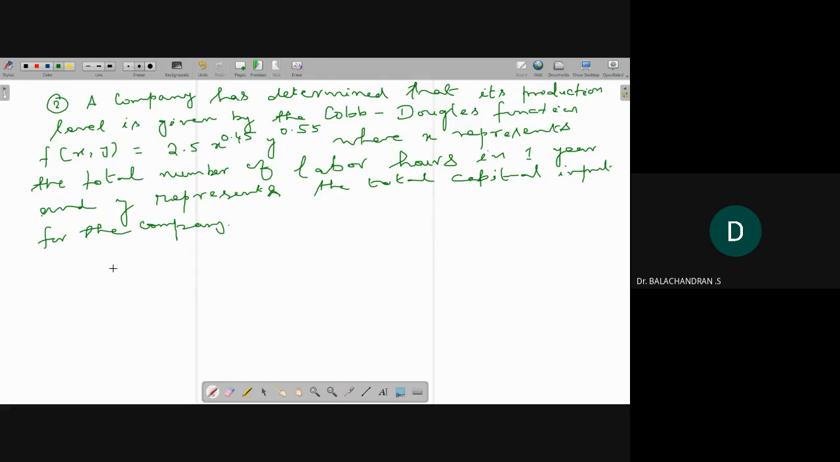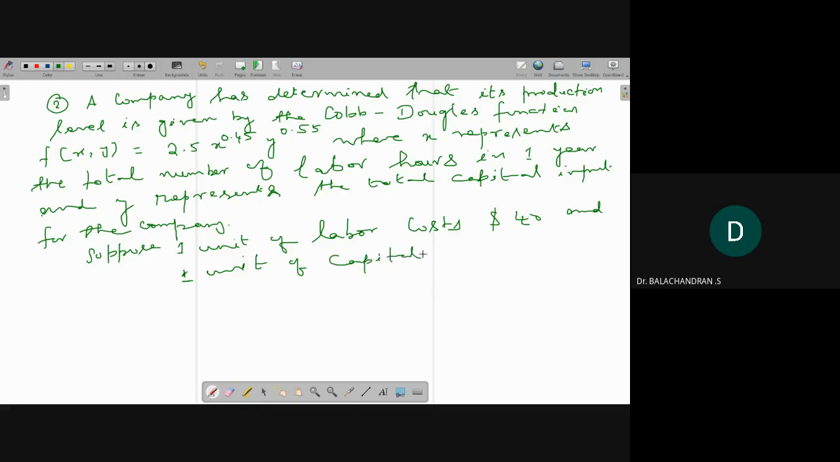Suppose 1 unit of labor costs $40 and 1 unit of capital costs $50.